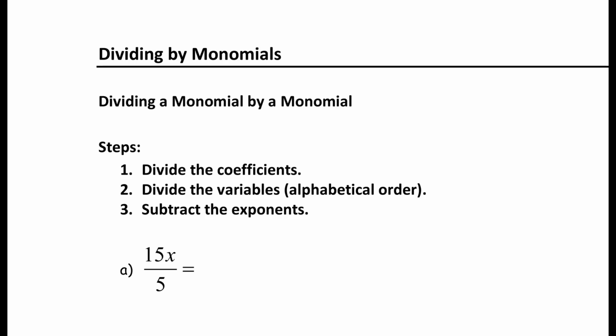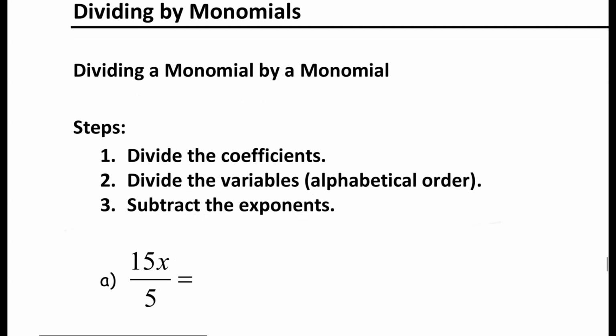I'll lead you through an example of each type. So looking at just having a constant on the bottom, having one variable on the bottom or multiple variables on the bottom, and then I'm going to leave some examples for you to complete on your own.